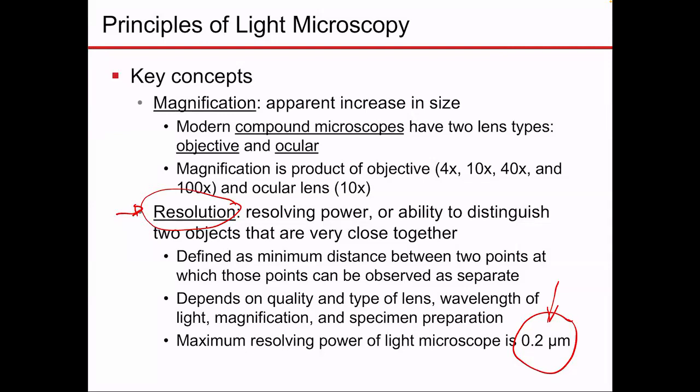Let's say, for example, we're talking about distances in the range of nanometers. Then you may want to use an electron microscope that can give you a way better resolution. Usually the resolving power of an electron microscope is about 1,000 times better than the compound light microscope.